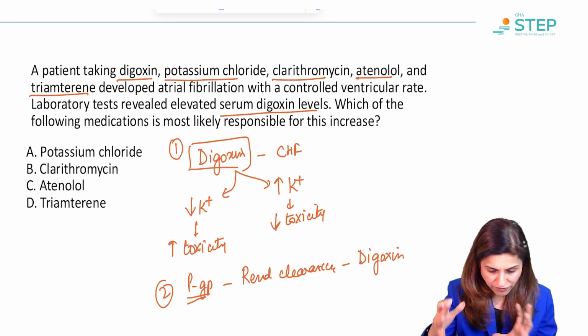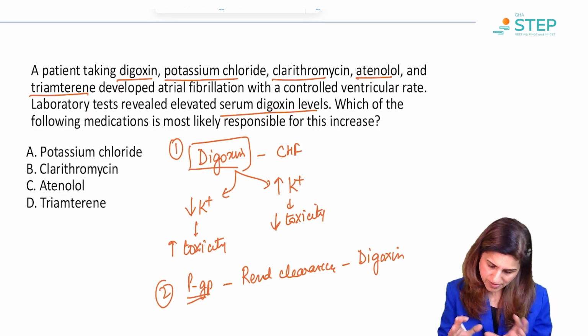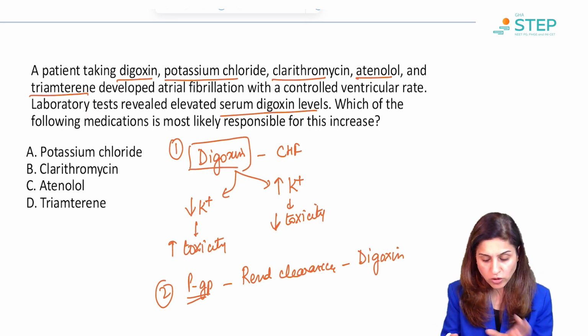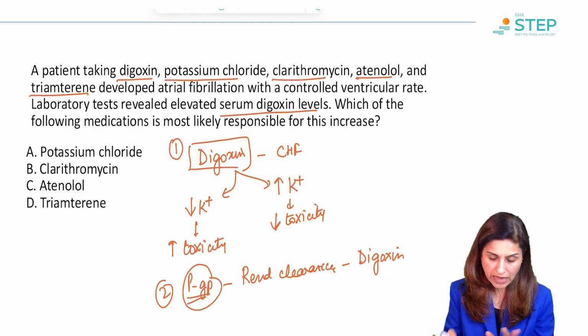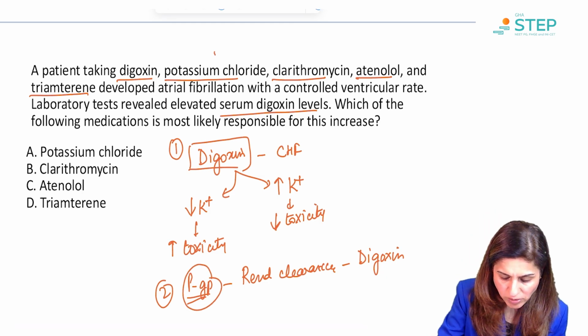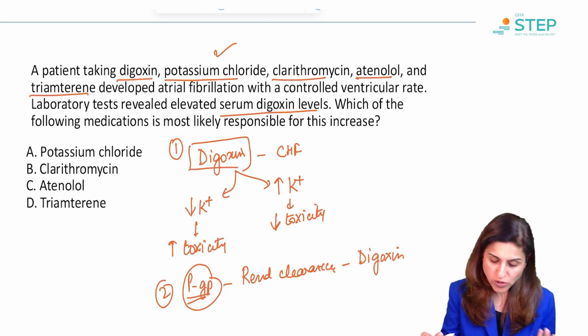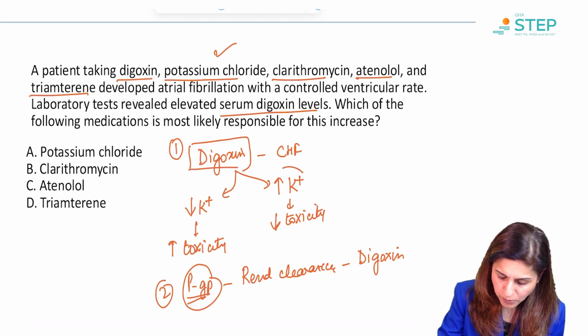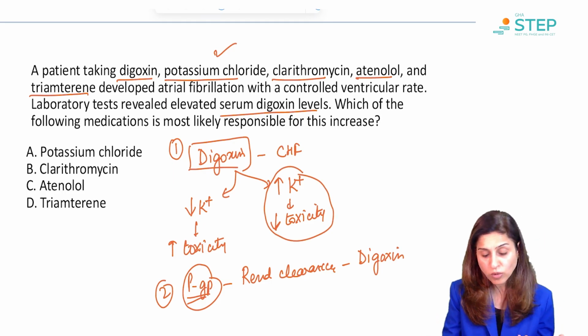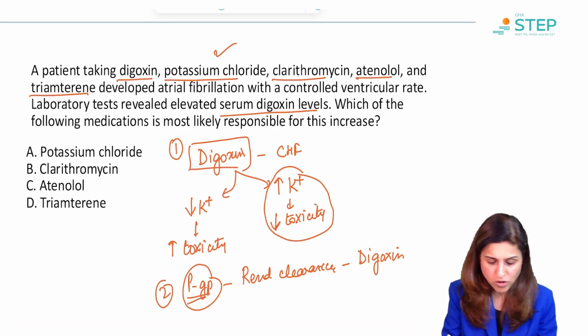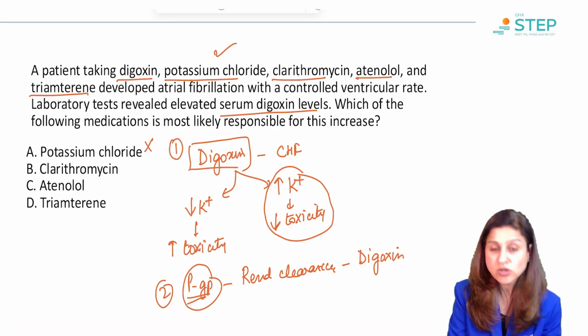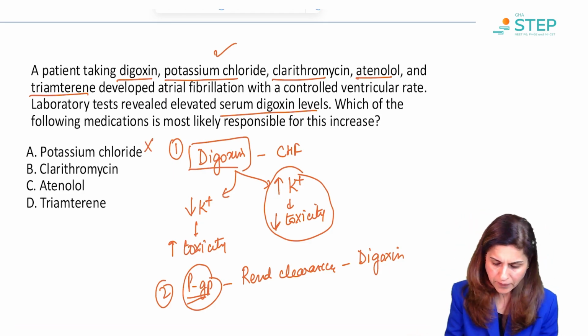Now let's see if any of these drugs is affecting the metabolism or this P-glycoprotein. Now potassium chloride. Potassium chloride increases potassium. So I told you that increased potassium in the body is going to decrease the toxicity. So we can rule out potassium chloride. It has not increased the serum digoxin levels.